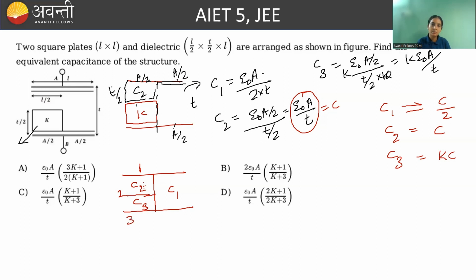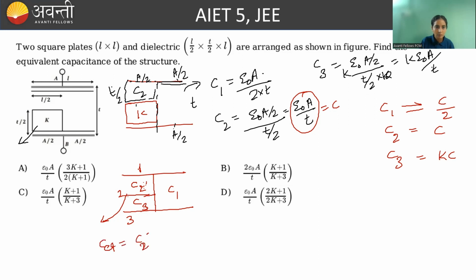So the potential difference across C2 is V1 minus V2. And across C3 is V2 minus V3. Their potential difference is not the same. So they are in series, C2 and C3. And a combination of two capacitors in series is like what? We combine them like resistors in parallel. Okay. So here C equivalent will be how much?